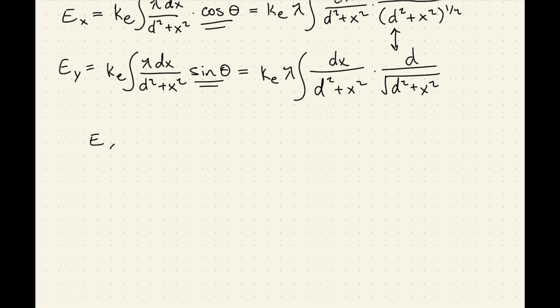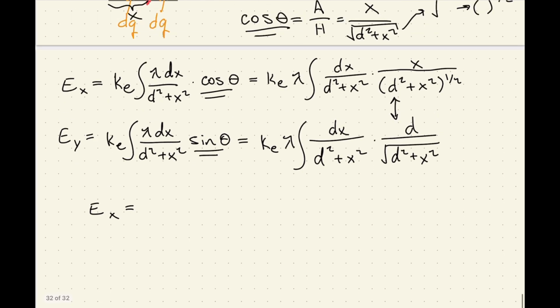So now that we have this, let's simplify the integrals just a little bit more. The x component is looking like this. Ke lambda, these are constants, we're leaving that out. And take a look at this. This thing over here is d squared, which is the distance. Don't confuse this d with this d. That is a silly mistake to do. d squared plus x squared in the denominator. We have d squared plus x squared here, except it's power 1/2.